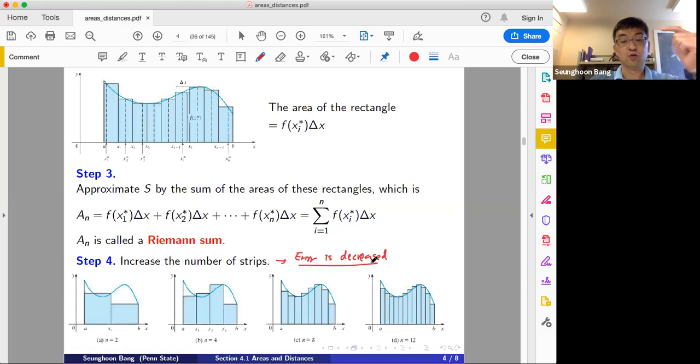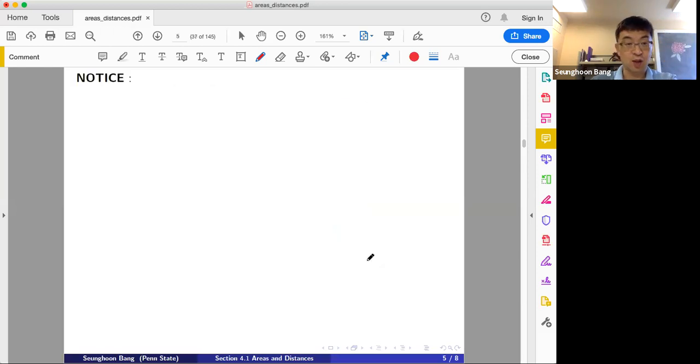So this is one good idea. What's like step 4? Only increase the number of strips. How many? Infinitely many. What happens? You can increase the number of strips to infinity. Like infinitely many strips. What happens? The error is gone. So we don't have any error.